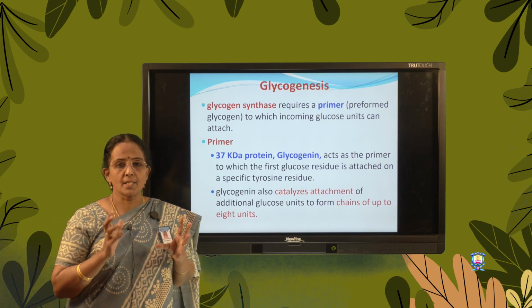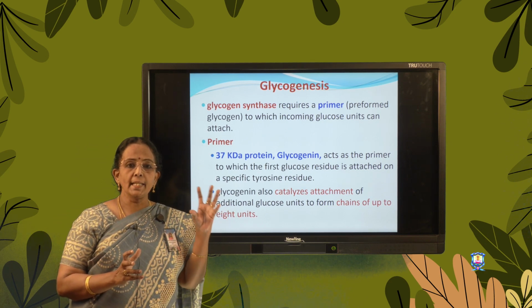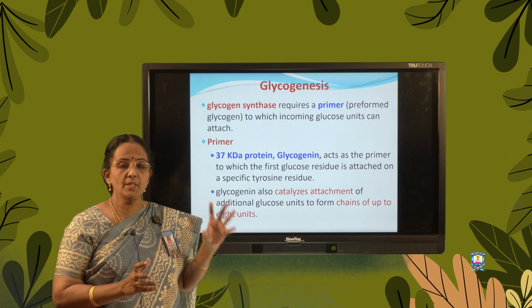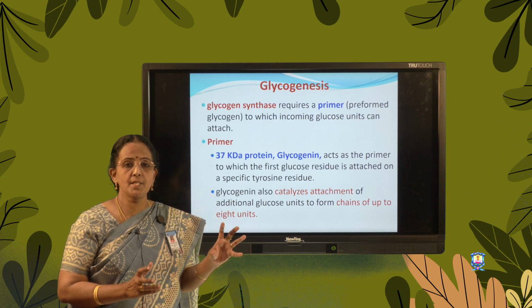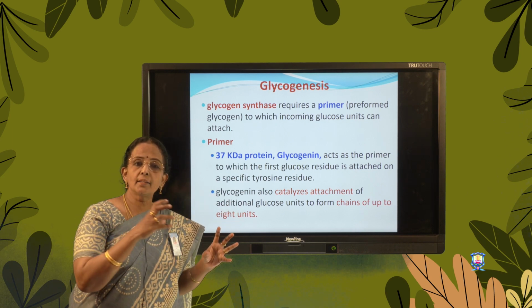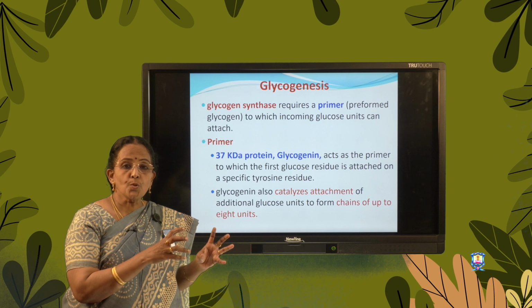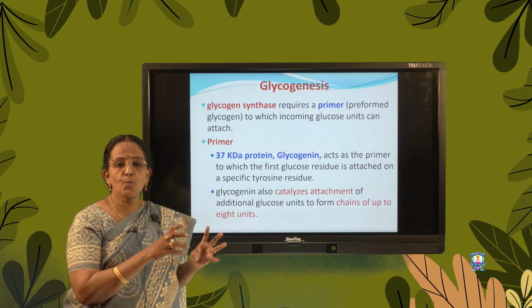For this reaction to occur, an existing glycogen primer is needed. Only when the glycogen primer is present can glycogen synthase add the activated glucose to the primer molecule. So what is a primer?